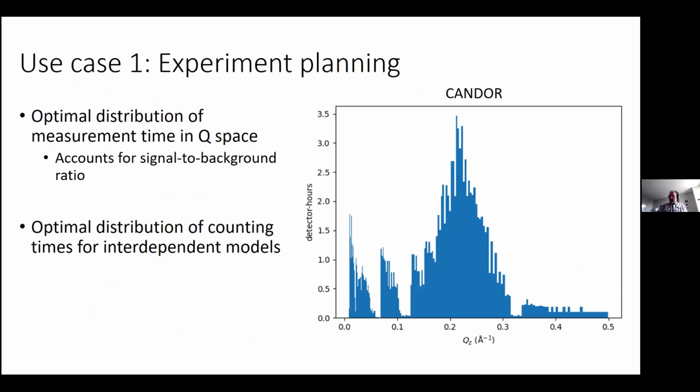So let's talk a little bit about how one might use this in practice. One of them would just be experiment planning. This is a case where I allowed the Q range on CANDOR to go out to a sort of ridiculously high value and looked at where it spent its time. This is the number of detector hours at any Q in any Q bin, and you can see that it drops off significantly above 0.3. So it says, for this measurement, don't go above 0.3. This is a nice experiment planning use case. Keep in mind the signal to background ratio is in the calculation. This is a really important point.